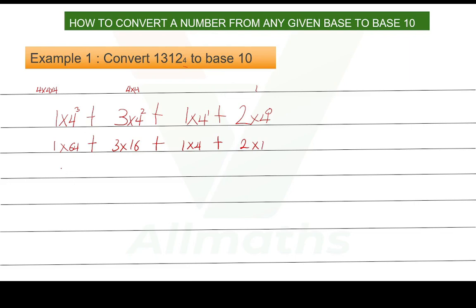1 multiplied by 64 is 64. Addition. 3 multiplied by 16, 48. Add it. 1 multiplied by 4 is 4. Add it. Plus 2 multiplied by 1 is 2. If you add this carefully together, you should have 118. Meaning that 1312, a base 4 number, is equal to 118, a base 10 number.